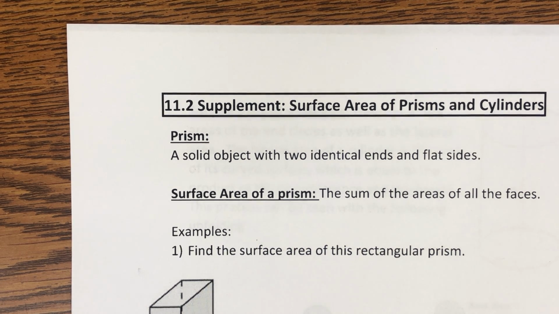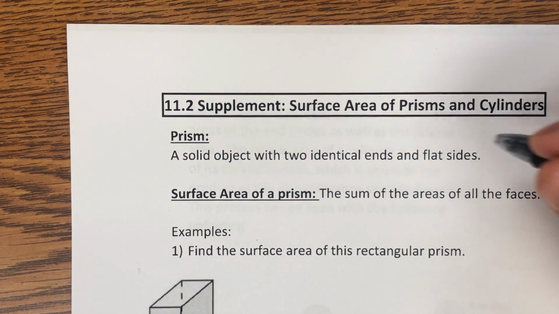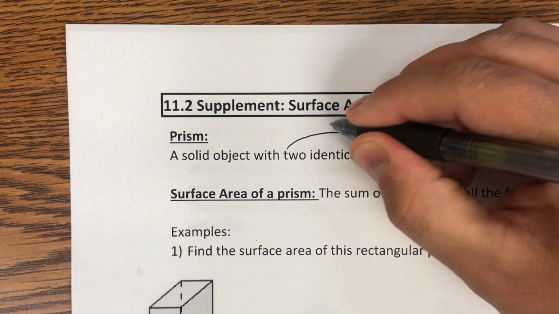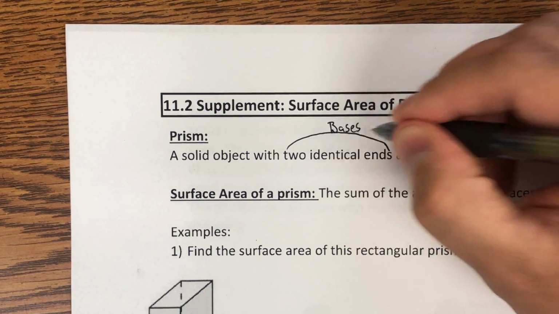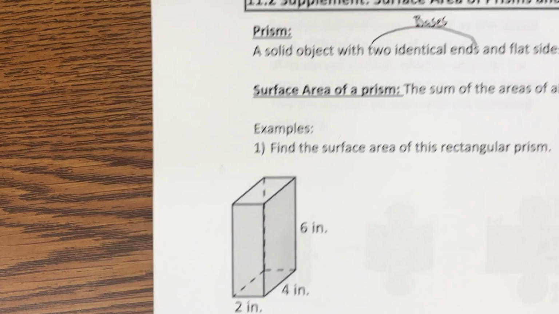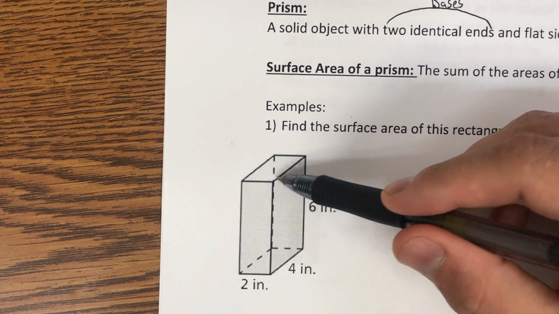All of the faces are rectangles or triangles or some sort of polygon. It could be a trapezoid even. The bases are the 2 identical ends. That's how we actually identify it. They are opposite one another, and they are also parallel, so they'd never intersect.